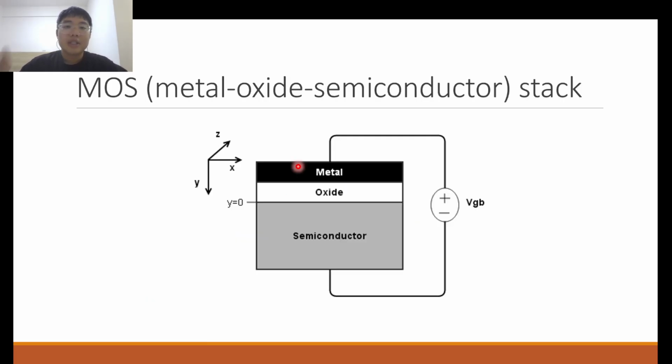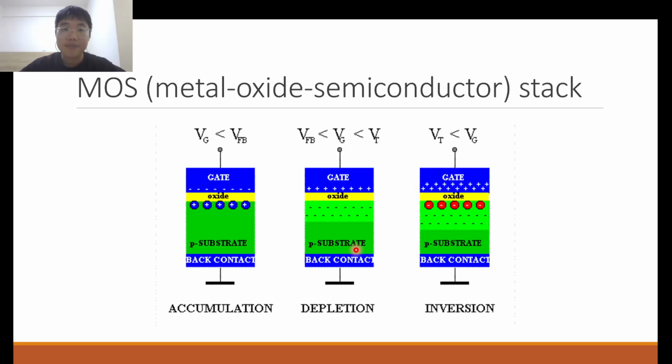Okay, so now let me introduce another concept, which is the metal oxide semiconductor stack. So in this case, you have a metal, you have an oxide, you have a semiconductor. So we sometimes call this a MOS or MIS, where I stands for insulator. The oxide normally is silicon dioxide, and the semiconductor normally is silicon. And the silicon dioxide, for your information, is an electrical insulator. It does not conduct electricity.